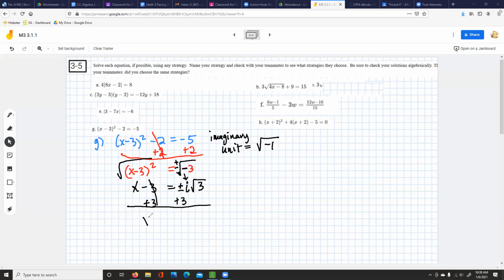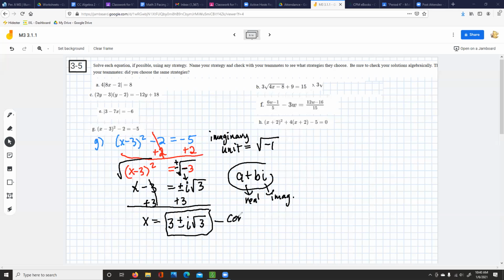Okay, and our answer is going to look like a plus bi. If you remember, when we did imaginary units, this is a complex number where this is the real part and this is the imaginary part. We always put the real part first and the imaginary part at the end. Well, our real part is 3, and then plus or minus i root 3. So we have a complex answer. This is called a complex number.